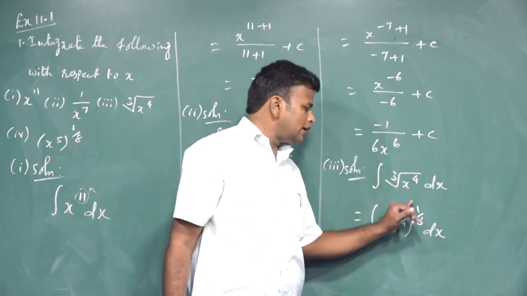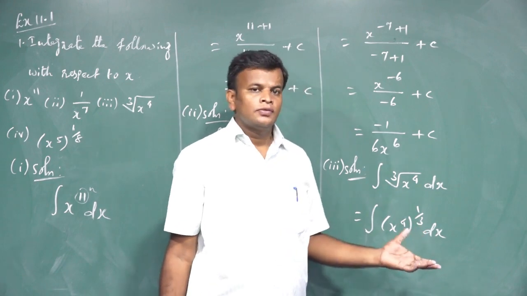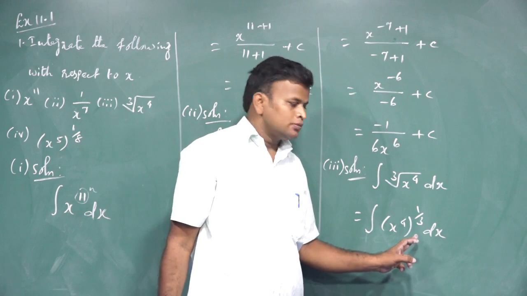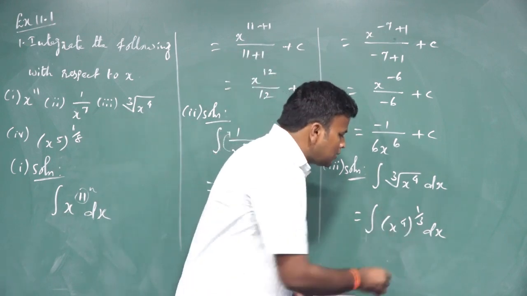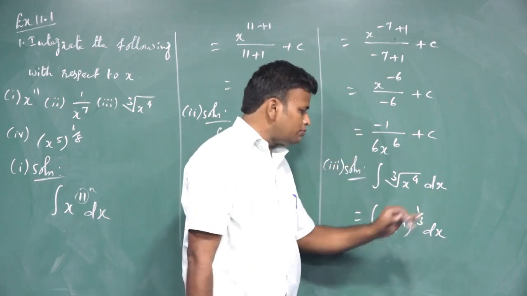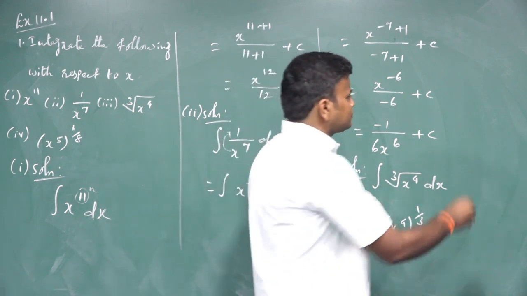Suppose a fourth root is there, we write 1 by 4. If 5 is there, we write 1 by 5. Just the square root is there, we write it as 1 by 2. So x power 4 whole power 1 by 3. Now we multiply these two terms. What is the value of 4 into 1 by 3? 4 into 1 by 3 is nothing but 4 by 3.